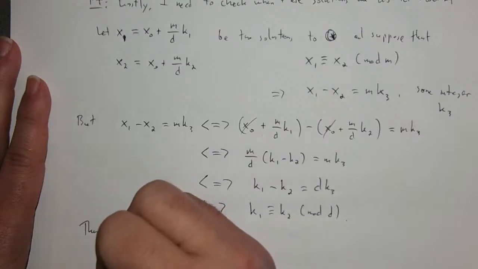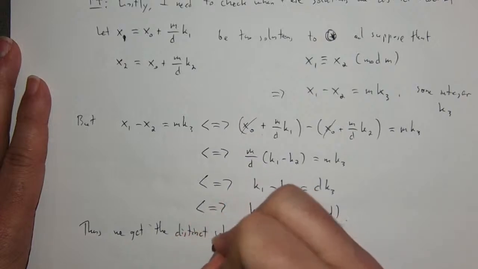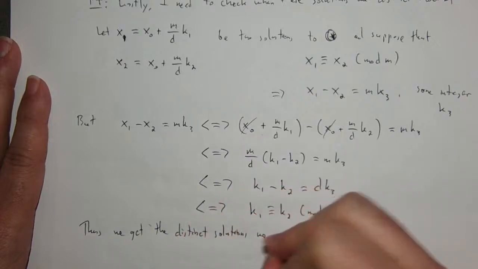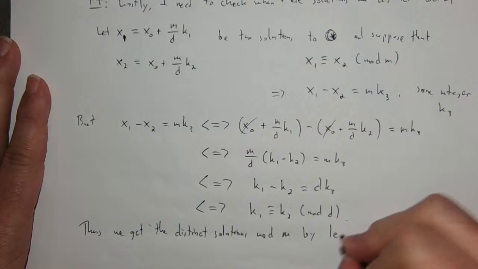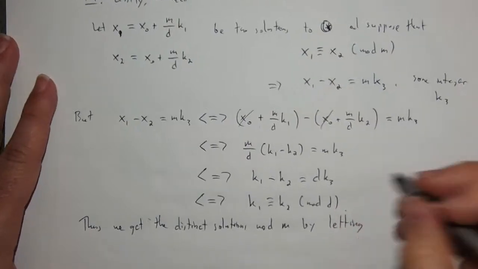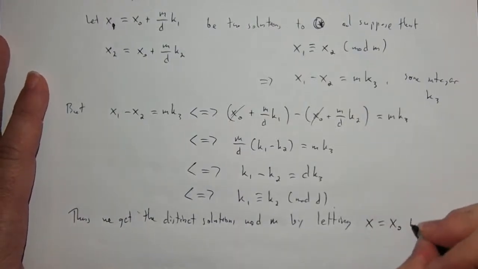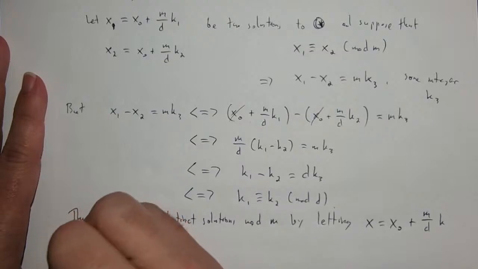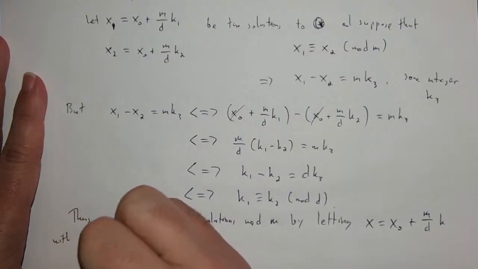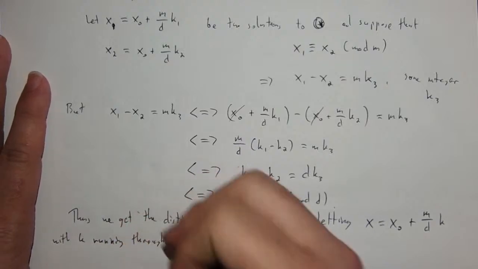Thus, we get the distinct solutions mod m by letting x be of that form, x naught plus m over d times k, with k running through any complete set.